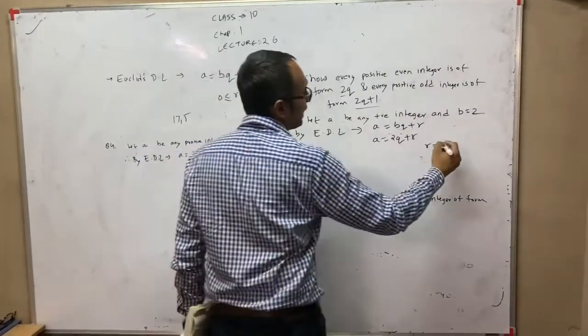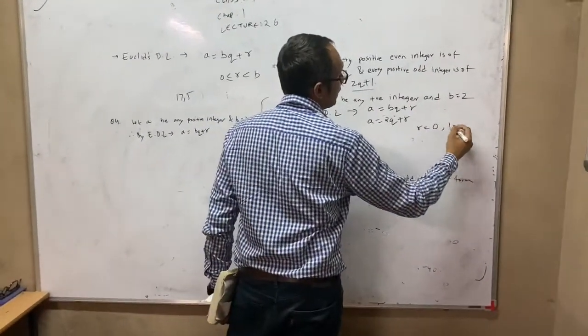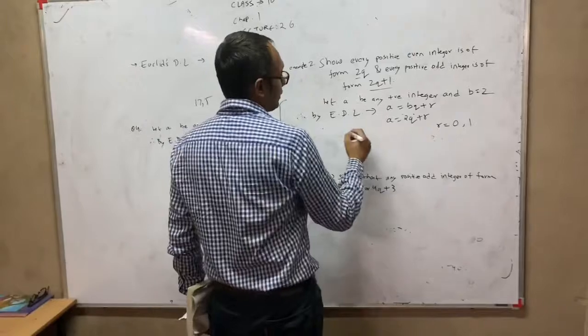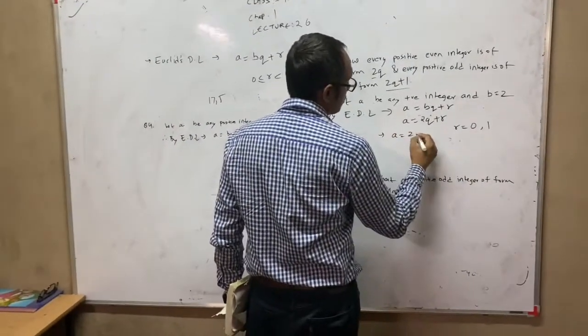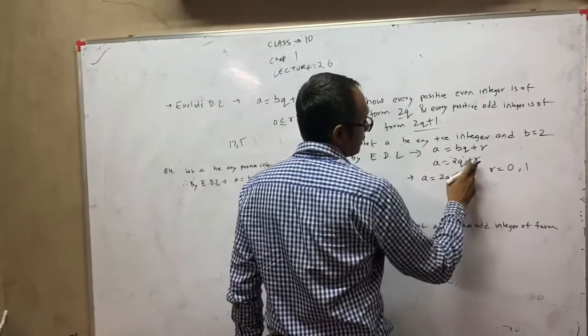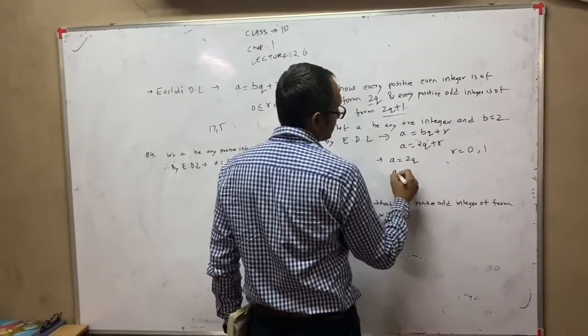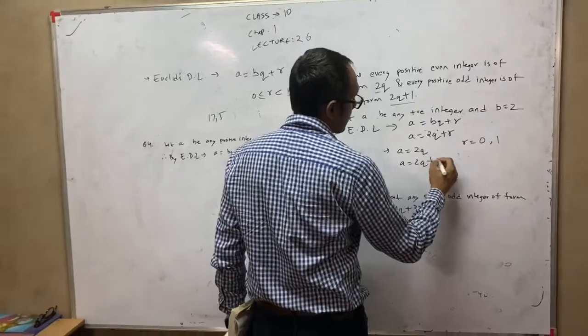So here the value of r can be 0 and 1. Only 2 values are remaining then. Therefore, if you put this in the equation, we get a is equal to 2q, because if r is 0, then it will remain like this, and a is equal to 2q plus 1.